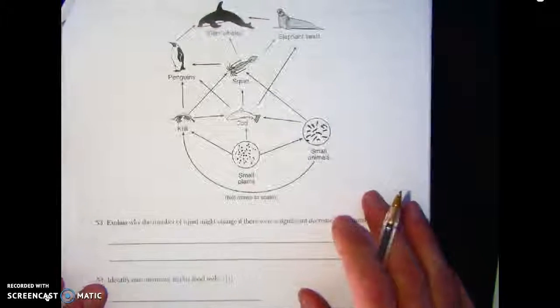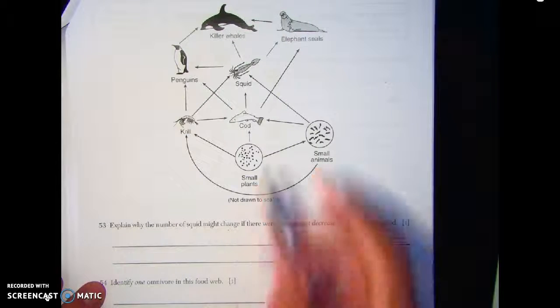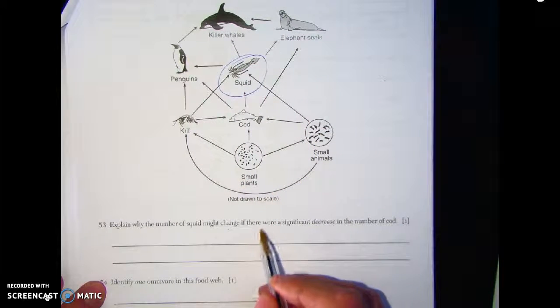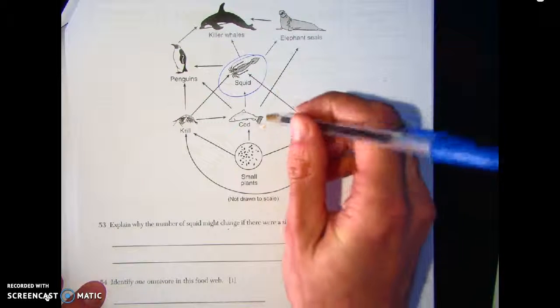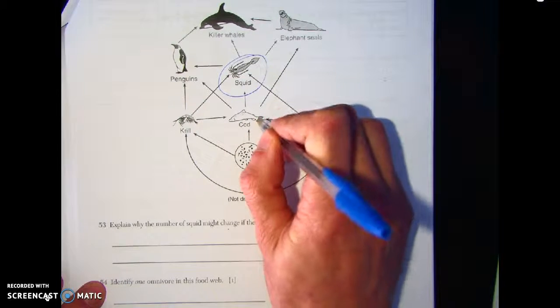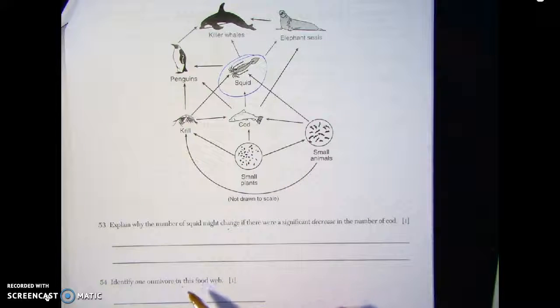Okay, here's 53, and we've got a food web. And it says, explain why the number of squid, so here's squid up here, might change if there were a significant decrease in the number of cod. So here we've got the cod, and there's a variety of acceptable answers here. It says the squid population could decrease because there would be fewer cod for them to eat.